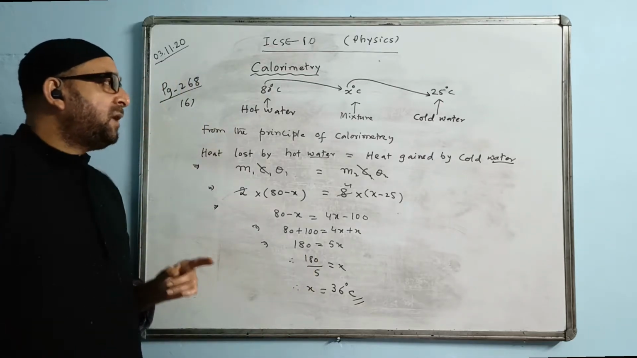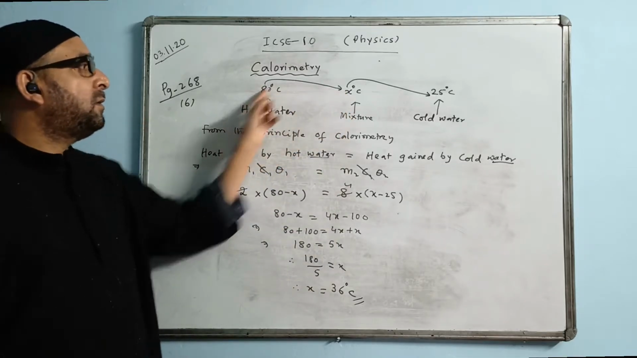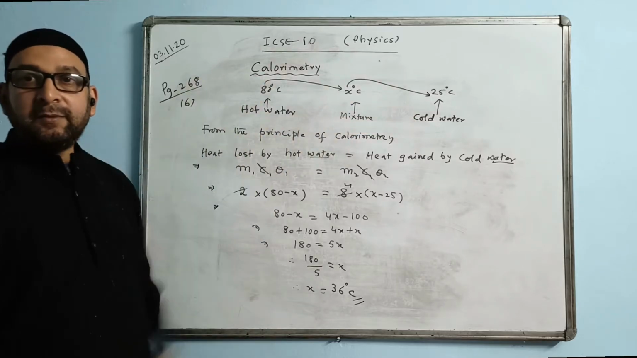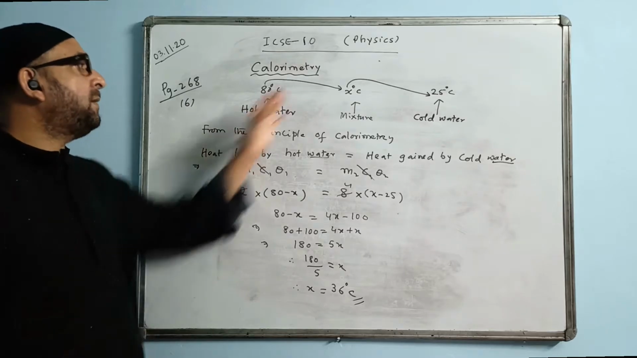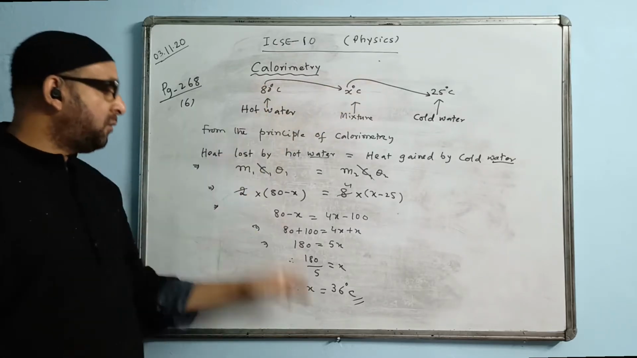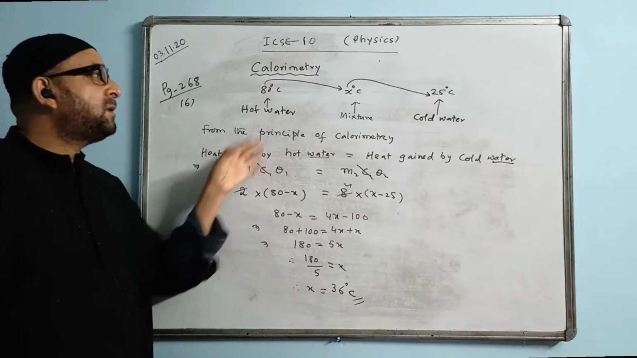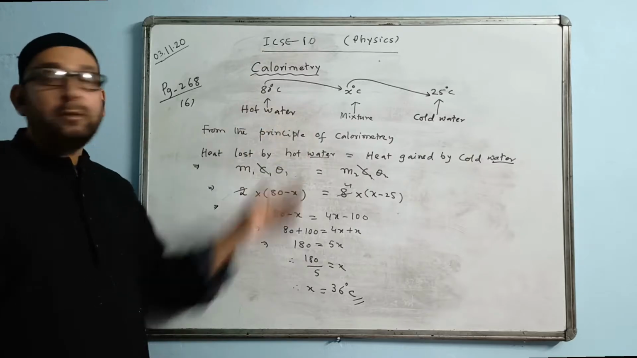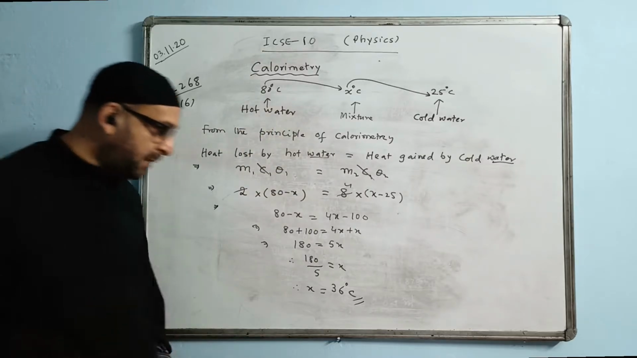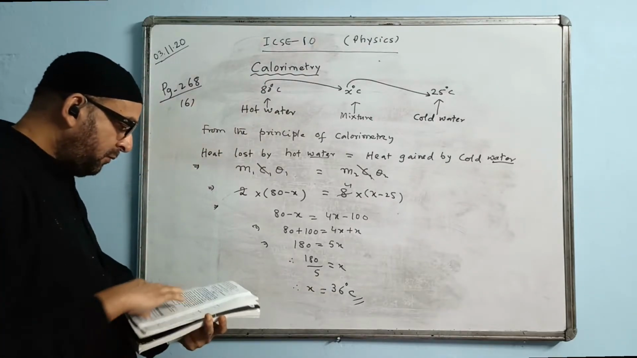One thing to check whether the answer is right or wrong: your answer will come anywhere between the hot and the cold body's temperatures. I am not saying exactly in the midway, but it will come between 25 and 80. Your answer of 36 degrees Celsius is correct. So this type of question is quite simple. One thing may be unknown, you make the equation, and you find the value of that particular thing. This is another type of problem which I did just now.